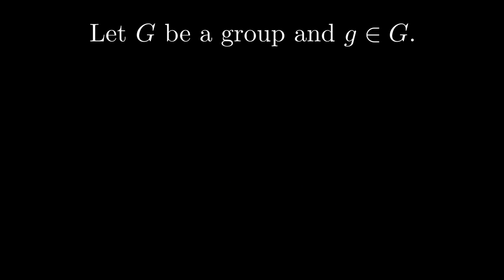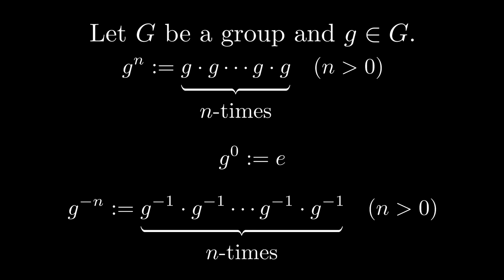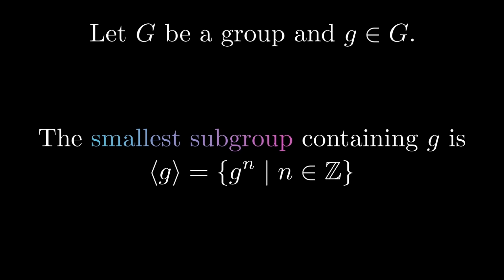To find more subgroups, we define powers of an element. For an element g, we define g to the power of n as g composed with itself n times. The zeroth power is the identity, and negative powers correspond to the inverse. The smallest subgroup containing g consists of all its powers.